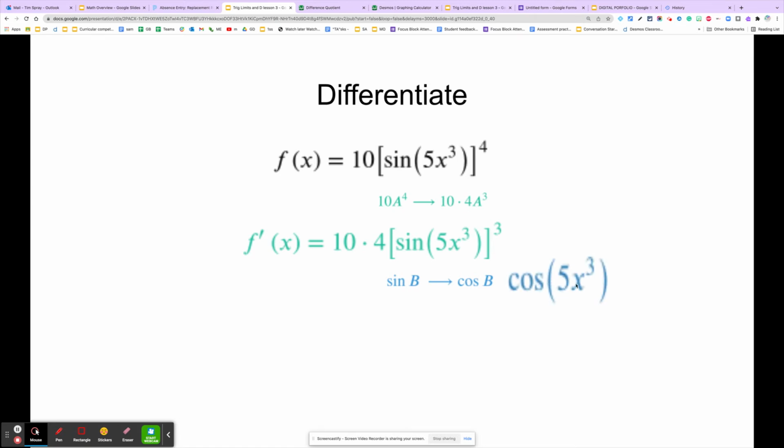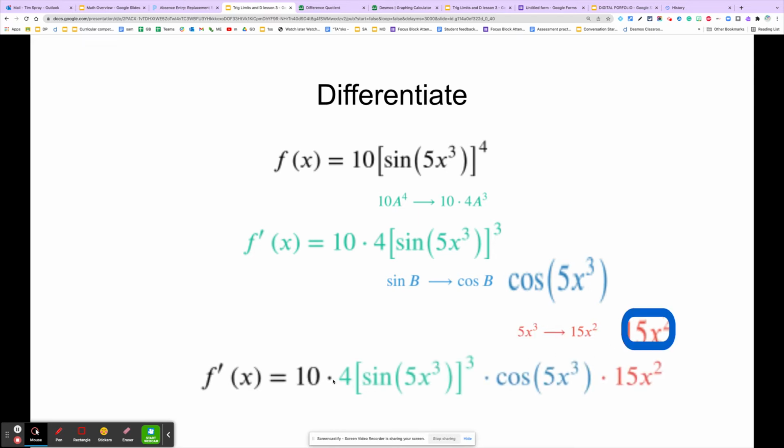Now we're not done yet. This is the chain rule. We haven't taken the derivative of that piece, and the derivative of that piece would be, of course, the derivative of 5x cubed, which is 15x squared. And so there you go. So it would be this green piece plus this blue piece plus this red piece. And when we put it all together, it would look something like this.